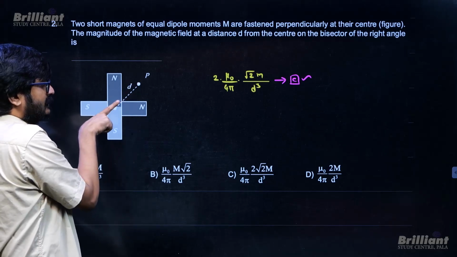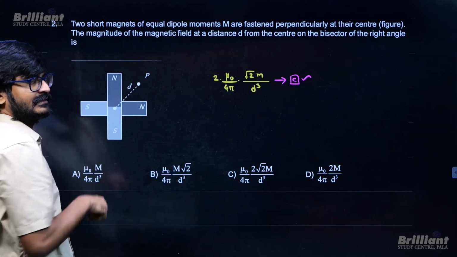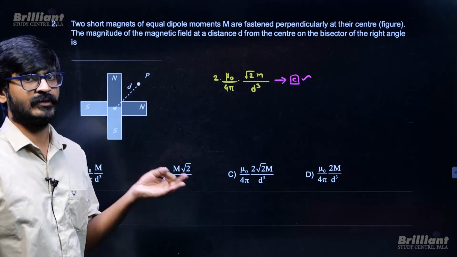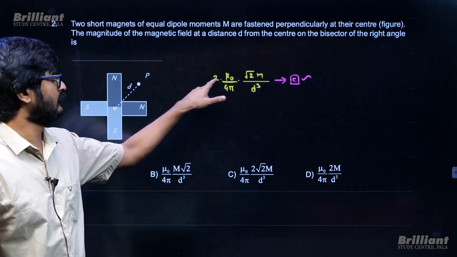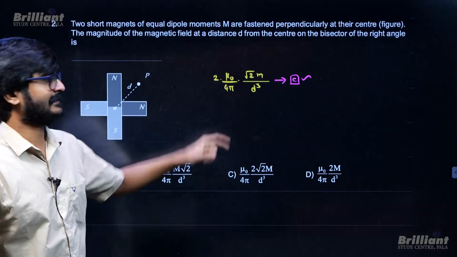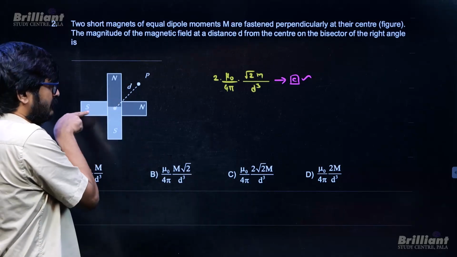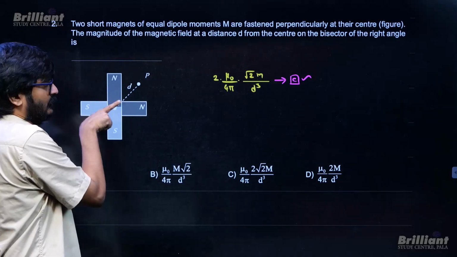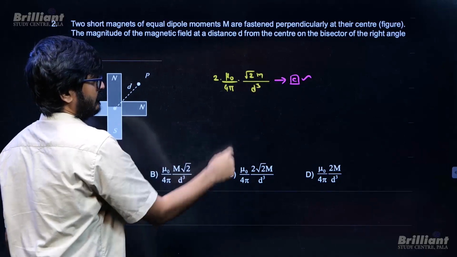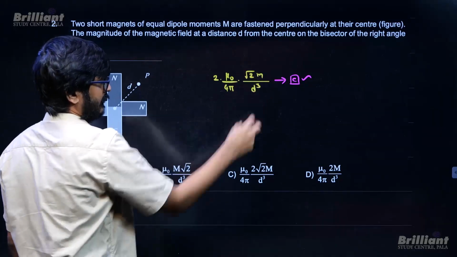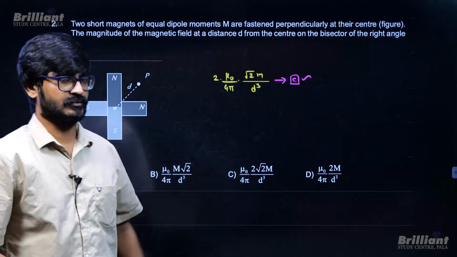Now this point is on the axis. So when the point is on the axis, then the field is going to be of the form 2kp by r cube. So 2, instead of k, mu naught by 4 pi, instead of p it is root 2 m. So the resultant is root 2 m by r cube, 2kp by r cube form. That will give you option C.